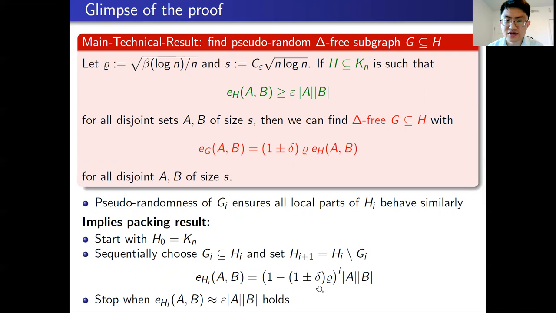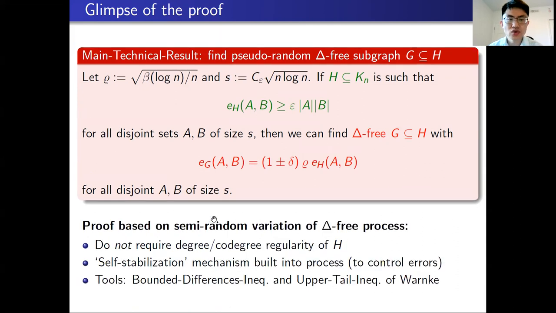So as long as the number of iterations satisfies that this fraction is at least epsilon, then we can iteratively apply our technical result, because the assumption of the host graph H is that this number should be at least epsilon. And after a large number of iterations, say capital I iterations, when this fraction is roughly epsilon, we stop. Then by a double counting argument, it implies that we have covered at least one minus epsilon fraction of edges of the complete graph K_n. Therefore, we get our packing result, so that we can cover at least one minus epsilon fraction of edges of the complete graph K_n by the edge-disjoint graphs G_i, such that each G_i is triangle-free and with controlled independence number. So that's how our Mantel-Kronecker result implies our packing result.